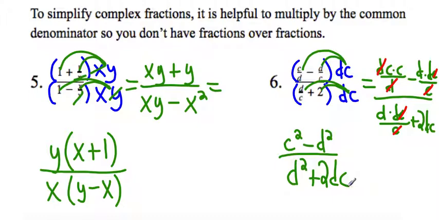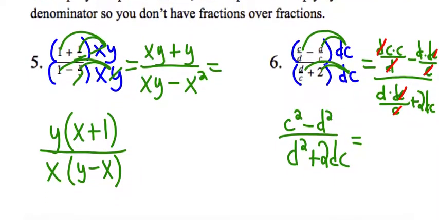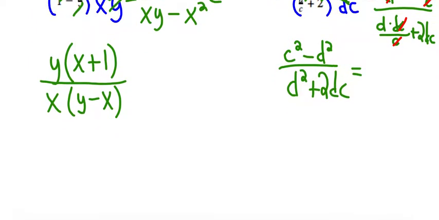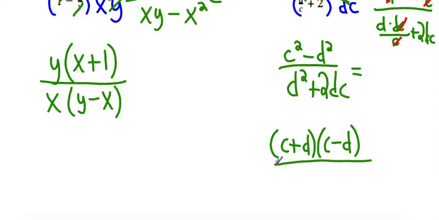I do want to go on and factor this, just in case anything will cancel. So hopefully you can see the numerator is the difference of squares. So c plus d, c minus d. And in the bottom, I can factor out a d, which leaves me with d plus 2c. Nothing's going to cancel out of that, so that is your final answer.